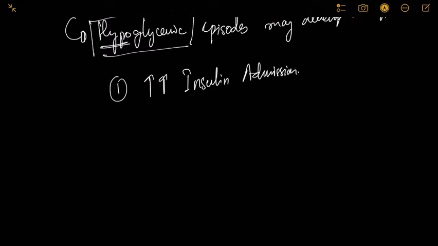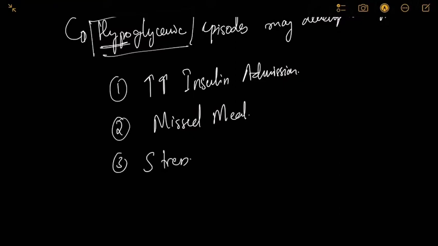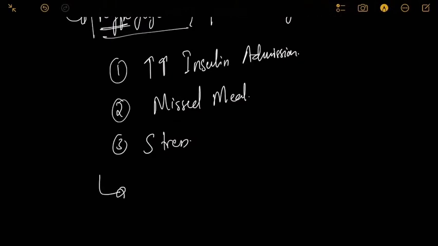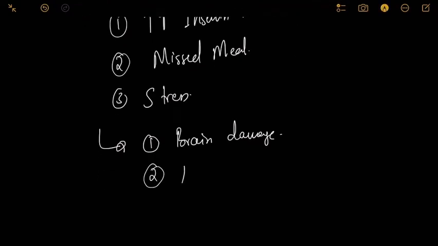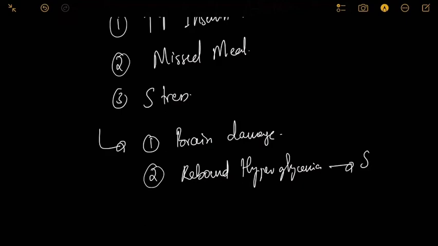All right, a very high dose of insulin would have been given to the patient. Second, the patient would have missed his meal. All right, and third, stress. All right, and this hypoglycemic episode may lead to one, brain damage, all right, and second, rebound hyperglycemia, all right, which is known as your Somogyi effect. All right, I hope you got that clear.